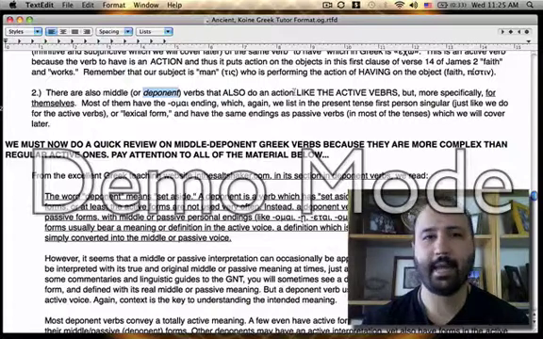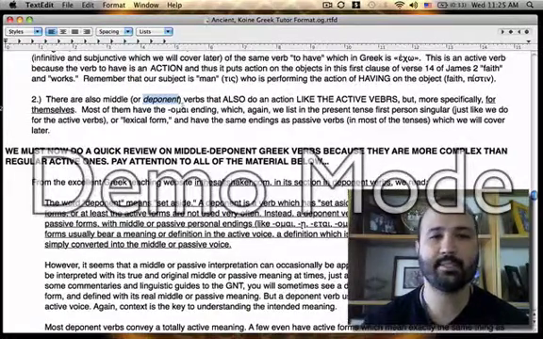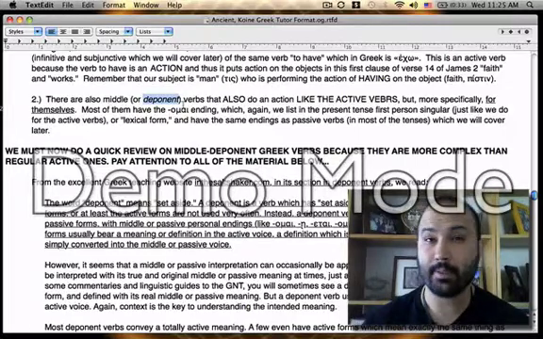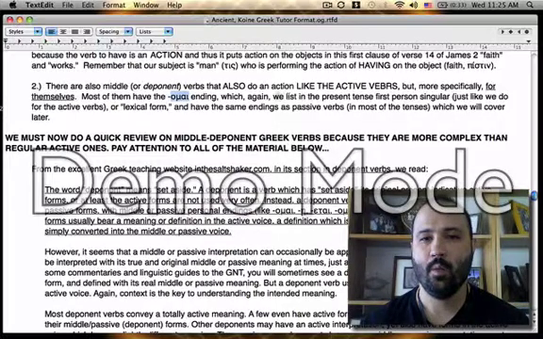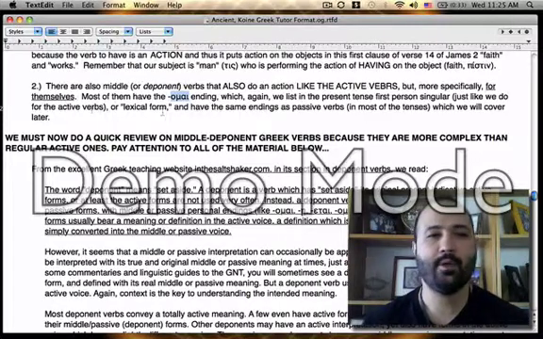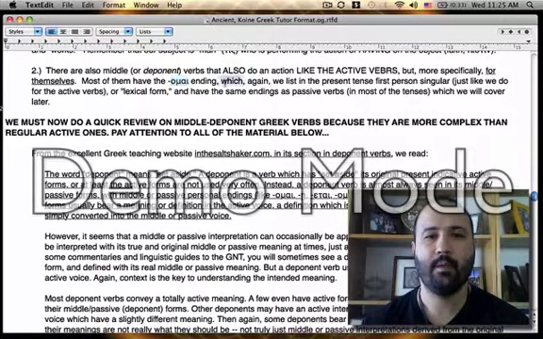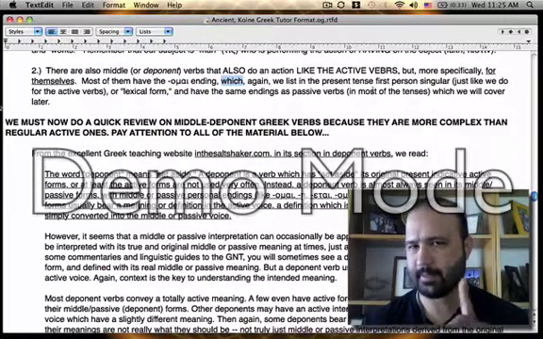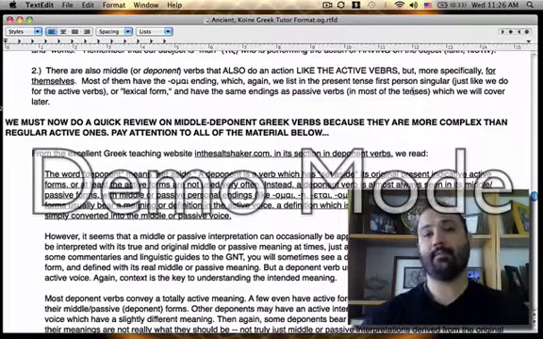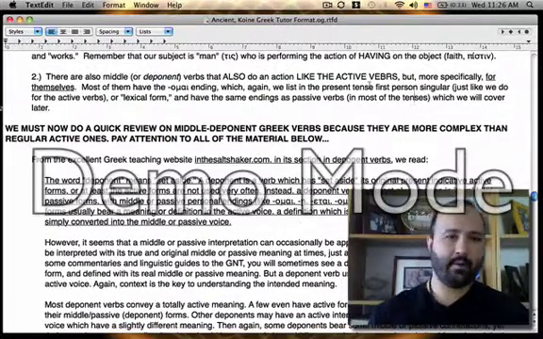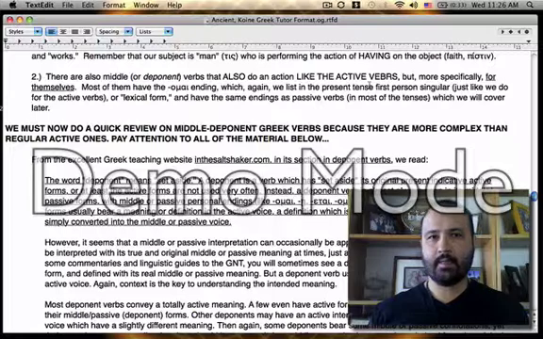It's like an active verb. It does the same thing, but more specifically for itself, for a particular purpose. Most of them have an ome ending, which we list in the present tense, first person singular, when we look it up in a dictionary, just like we do for active verbs. They have the same endings in most of the tenses. Note this: in most of the tenses, not all. Just like passive verbs do. So a middle verb, when you look it up, is going to look in form just like a passive. And we're going to cover later what passive verbs are.